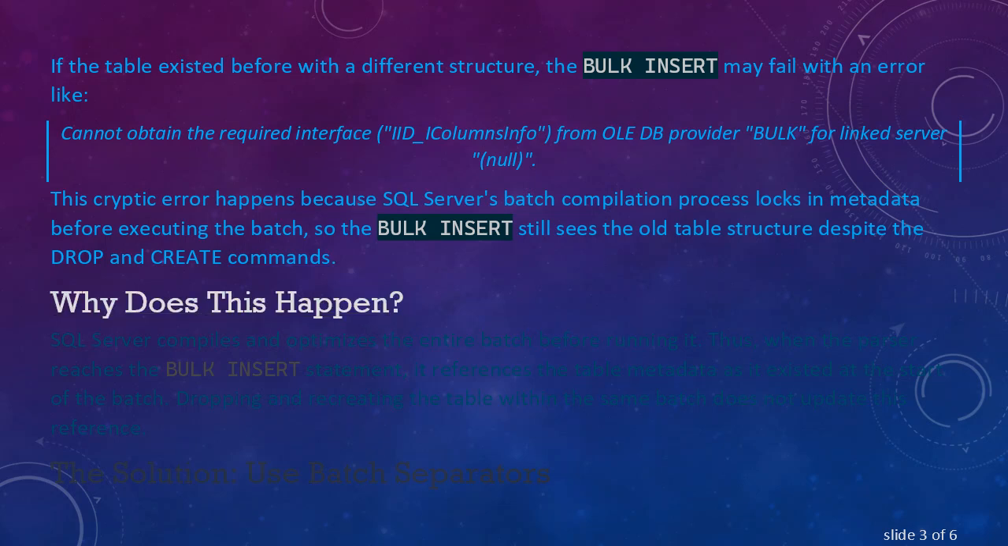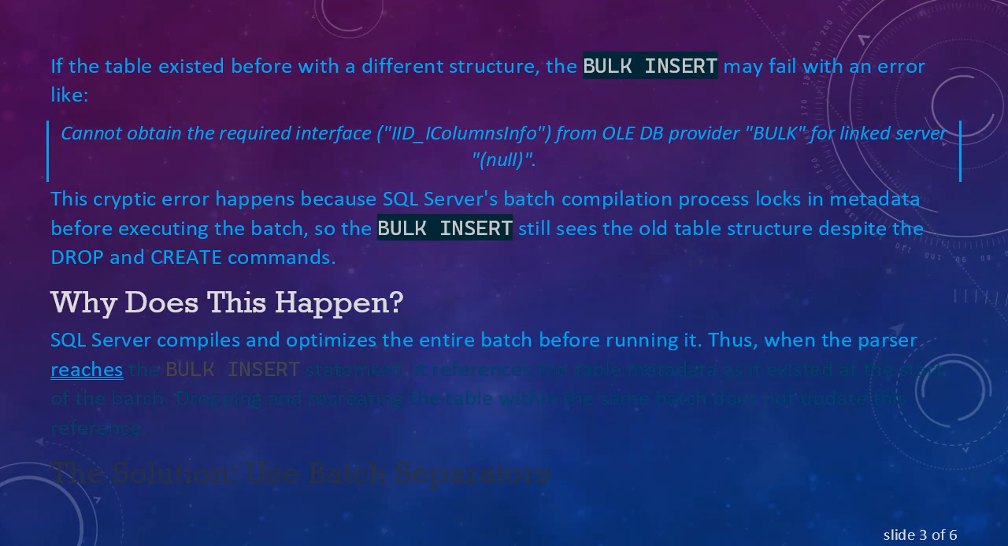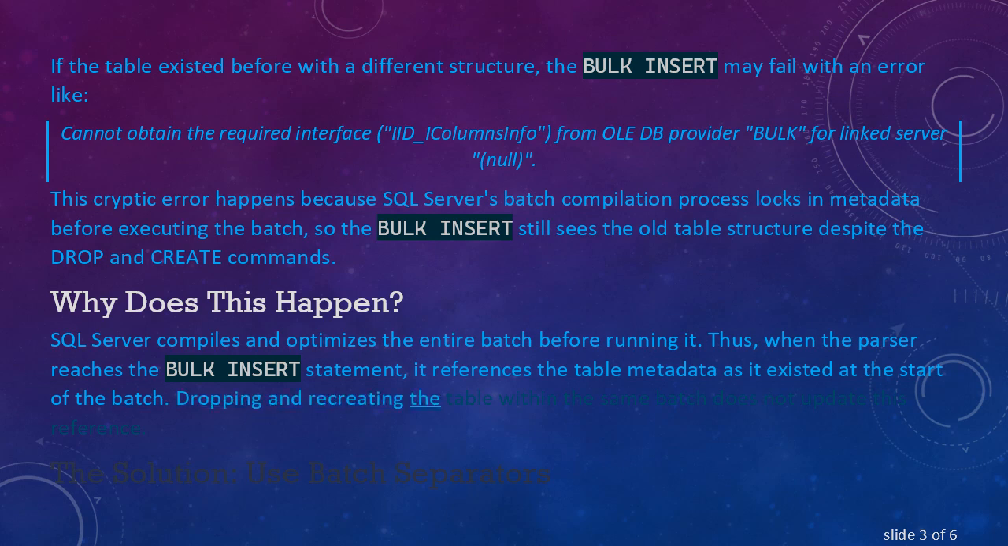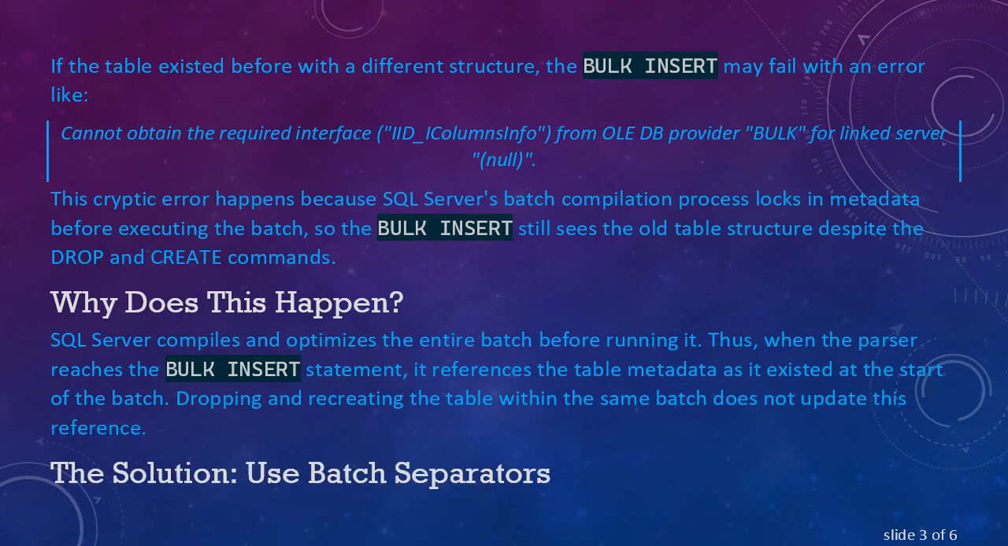Why does this happen? SQL Server compiles and optimizes the entire batch before running it. Thus, when the parser reaches the bulk insert statement, it references the table metadata as it existed at the start of the batch. Dropping and recreating the table within the same batch does not update this reference. The solution: use batch separators.